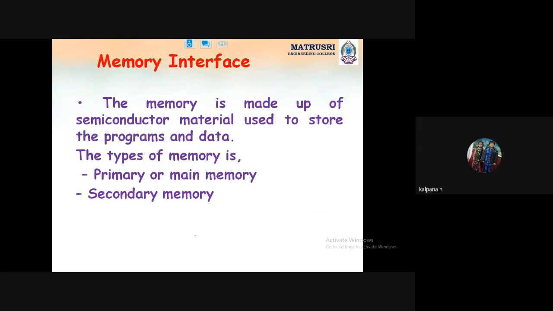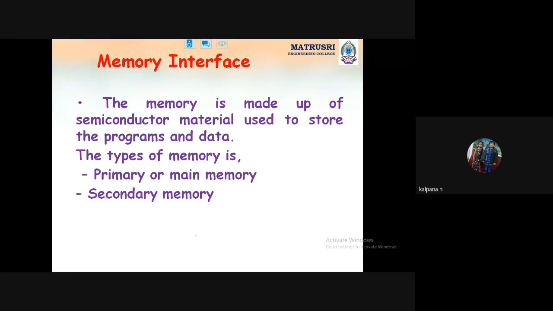Next. So here we need to interface memory and IO devices. First we will study about the memory interface. Here, memory is divided into two types. In a microprocessor, memory is divided into two types: primary memory and secondary memory.